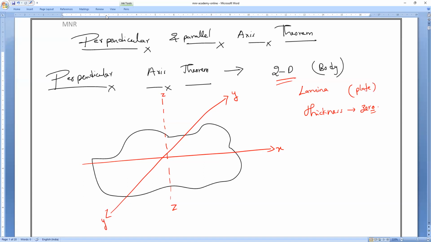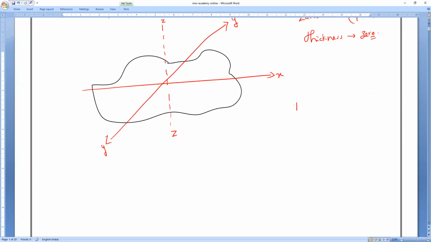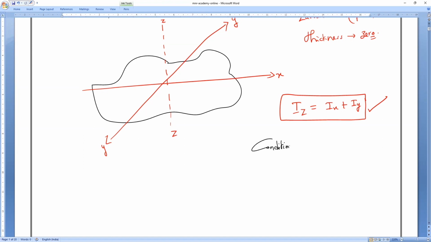Perpendicular axis theorem, all of you observe very carefully. The moment of inertia about the z-axis is equal to the moment of inertia about the x-axis plus the moment of inertia about the y-axis. This is called the perpendicular axis theorem. Please note it. What are the conditions required? First, x, y, and z must all be perpendicular to each other, mutually perpendicular. This is the first condition for the perpendicular axis theorem.